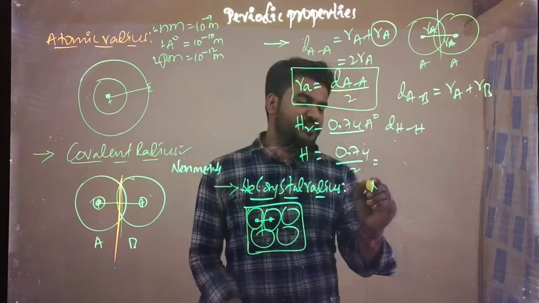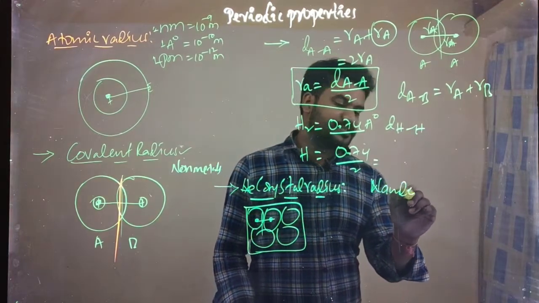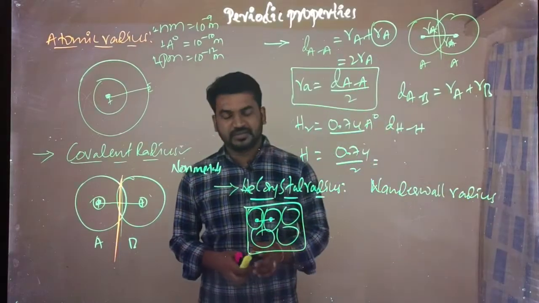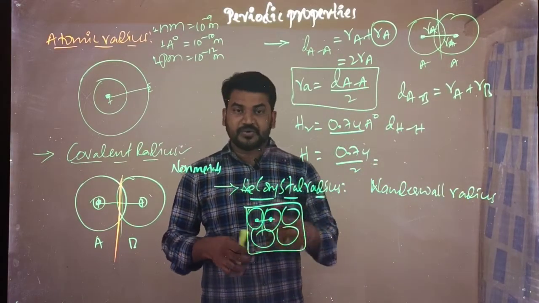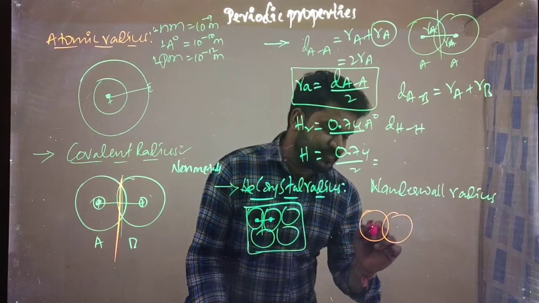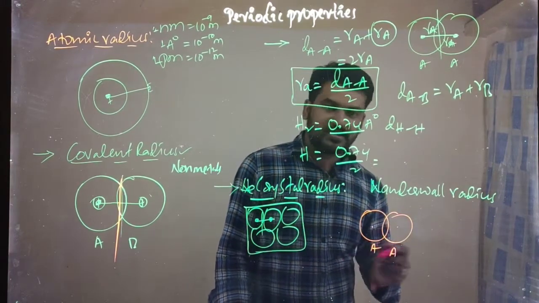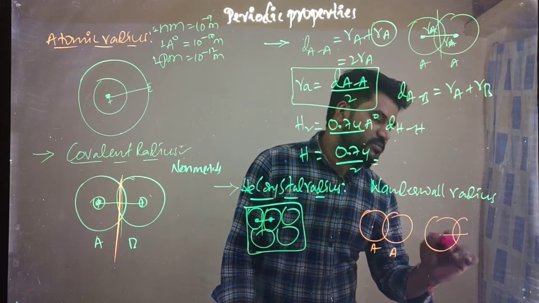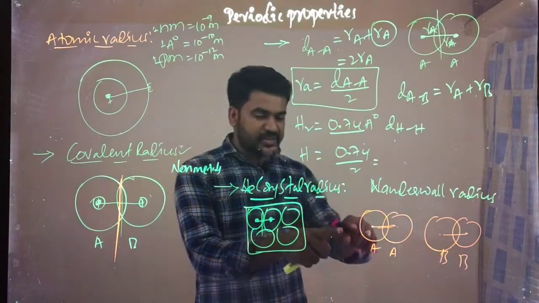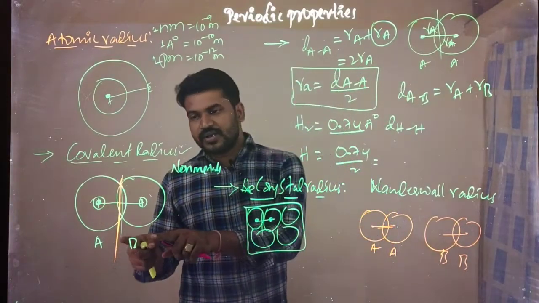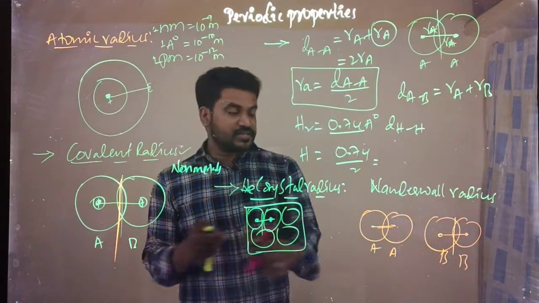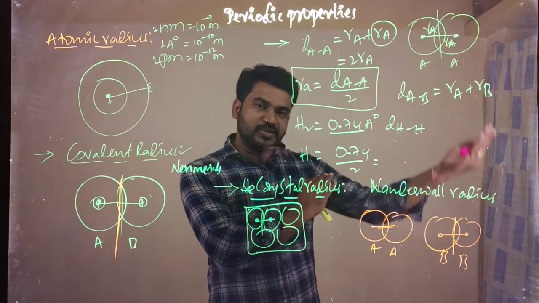And one more is there here, that is van der Waals radius. What is meant by van der Waals radius? Suppose you take any molecule, or any number of molecules. Suppose a molecule is there like this, A and A, right? And one more molecule is also there like this, B. Half of the distance between A and A, we can say it as covalent radius. And half of the distance between B and B also is covalent radius. So A and A is one molecule, B and B is also one molecule.